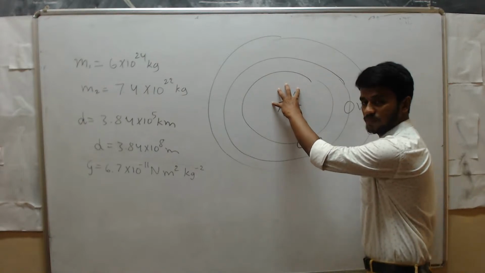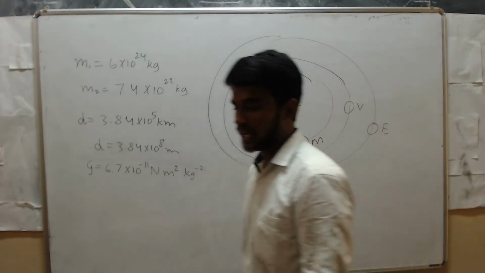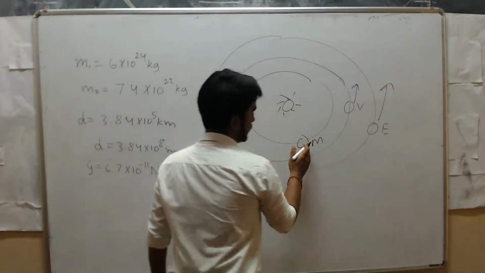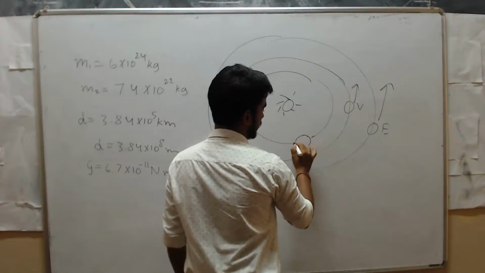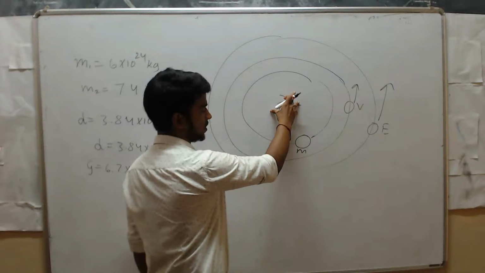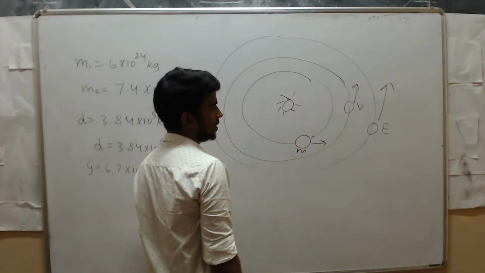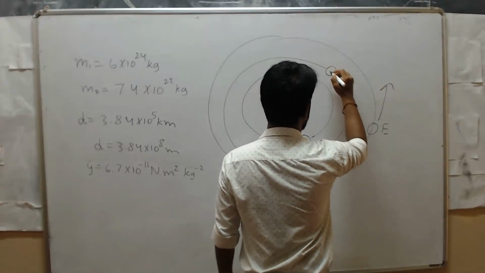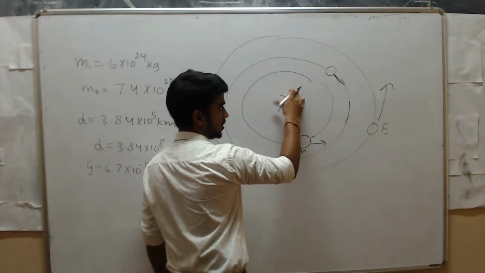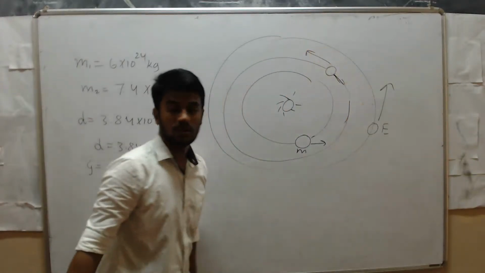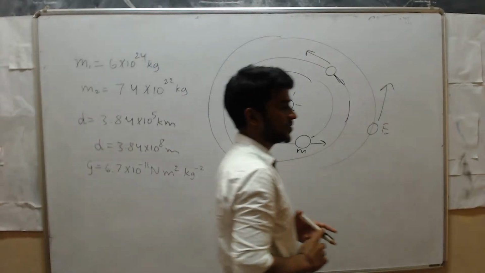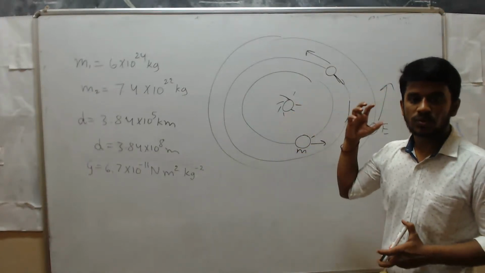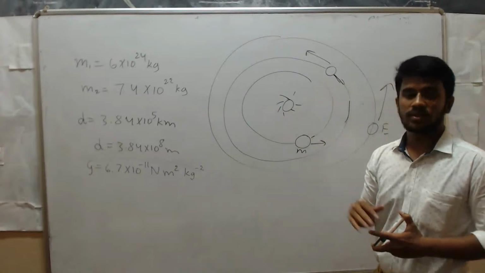Suppose if you remove the Sun from here, what will happen? These planets will move in a straight line like this. Suppose Mercury is here, at this position, when you remove the Sun, then it will move in a straight line like this. Suppose Venus is here, if you remove the Sun, then it will move straight like this. So the gravitational force from the Sun keeps all the planets revolving around it. Due to that gravitational force, all the planets are revolving around the Sun.